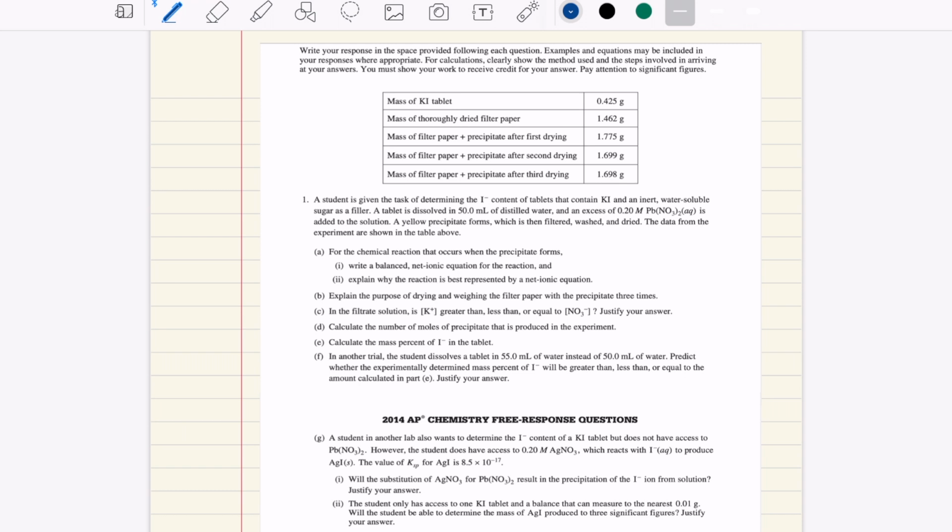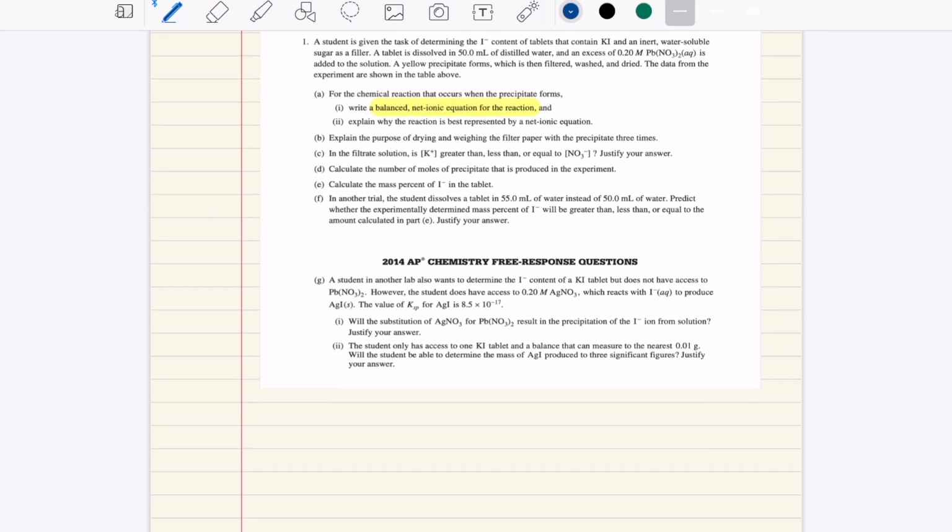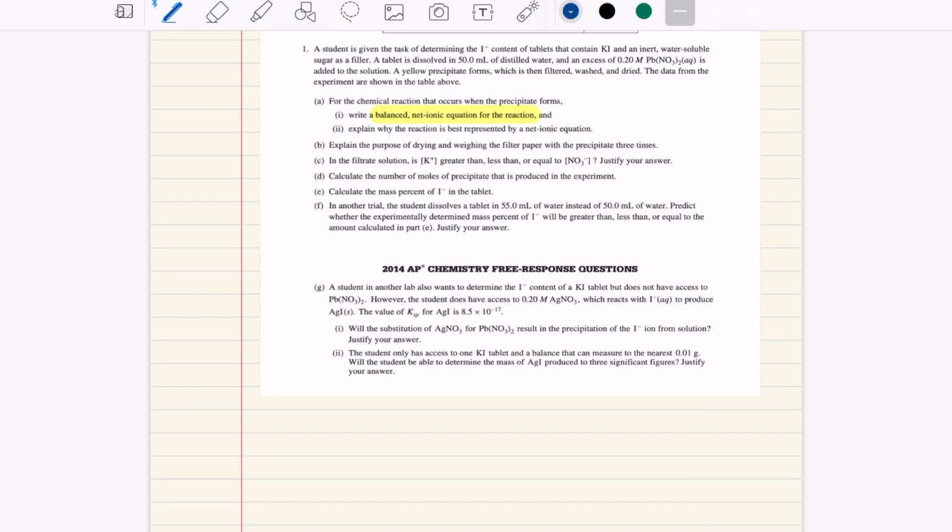So question A asks, for the chemical reaction that occurs when the precipitate forms, write a balanced net ionic equation for the reaction. So first we have to understand what the question is really asking, right? So they want a balanced net ionic equation for the reaction. So we cannot include any spectator ions as that will no longer be a net ionic equation. So going back to the question, the equation we have is Pb(NO3)2 plus KI. So the regular equation would be Pb(NO3)2 plus KI.